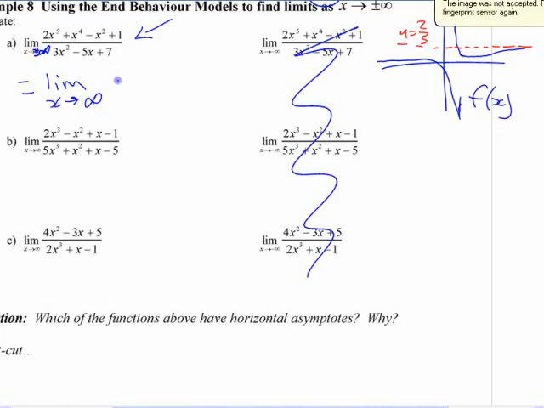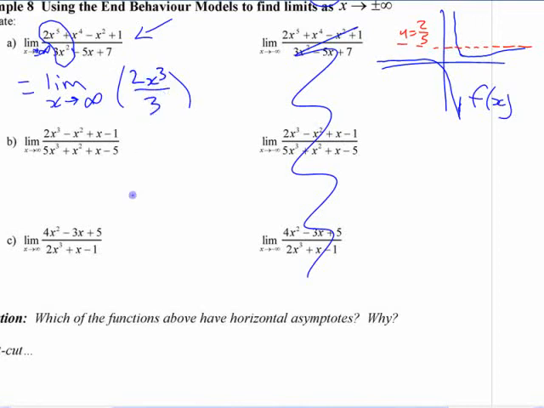What is that going to be the same as here? You're looking at the dominating terms here. That's the same as the one above, right? Exactly. It's exactly the same. What is that going to be the same as? 2x to the third over 3, right? What's the limit going to be as you go to the right or the left here?